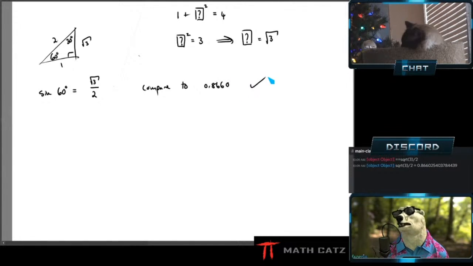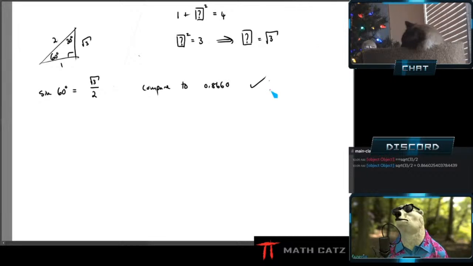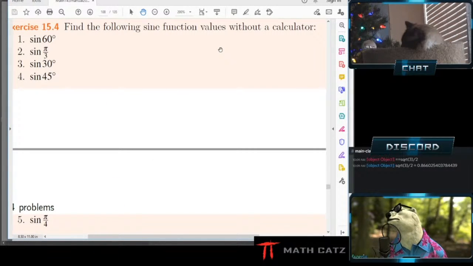And look, it's exactly the same as what our calculator looked up for us, which it should be, right? It should be. But now this is exact. It's not a rounded number. It's not a rounded decimal number, because this square root of 3 is a non-terminating, non-repeating decimal number that goes on forever. But if I leave it in square root of 3 form, it's exact. So that's what they mean when they ask to find this without a calculator.